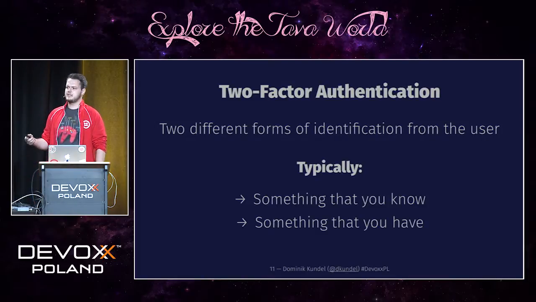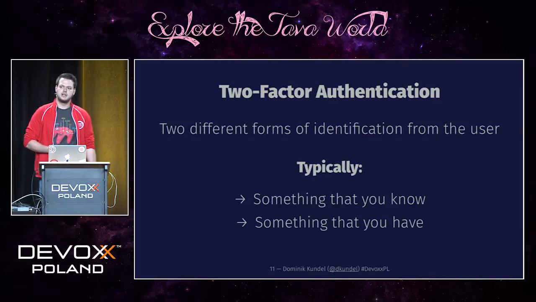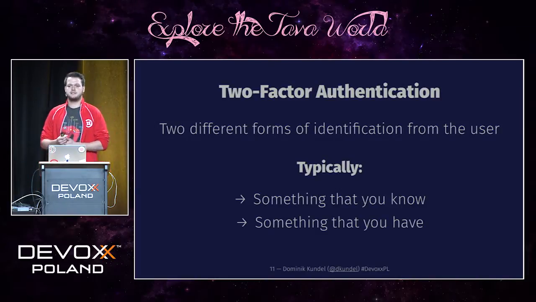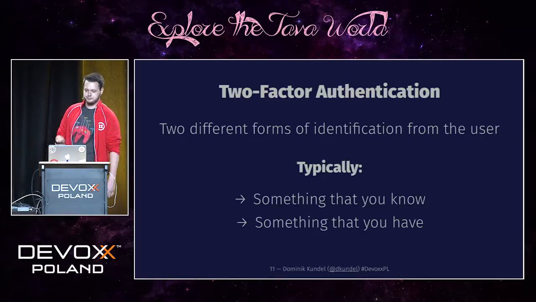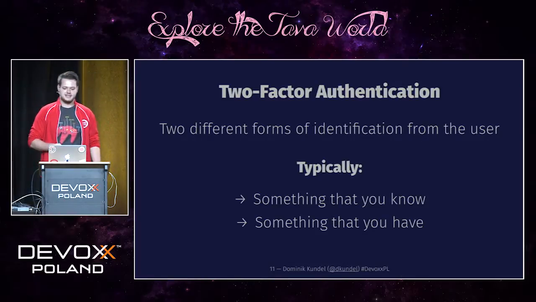There's also a category of something that you are, which is biometrics, but not only is it very hard to implement, but in the case of things like fingerprints, it has been proven that it's first of all easy to fake, and second, those are essentially 10 passwords that you can't revoke, right? You only have 10. If someone got hold of that, that's the end.